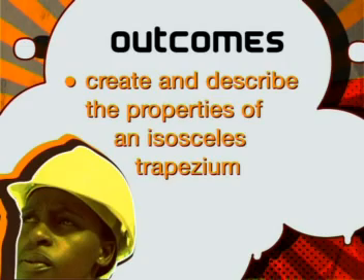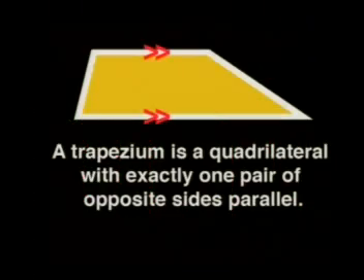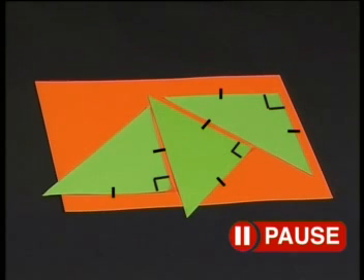A trapezium is a quadrilateral in which one pair of opposite sides is parallel. And that's all. As in all the other lessons, we can use triangles to make this trapezium shape. Here are some right angle triangles. Have a careful look at them. Can you see any way of making a trapezium from them?